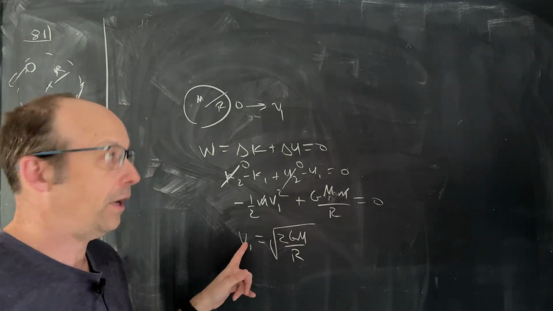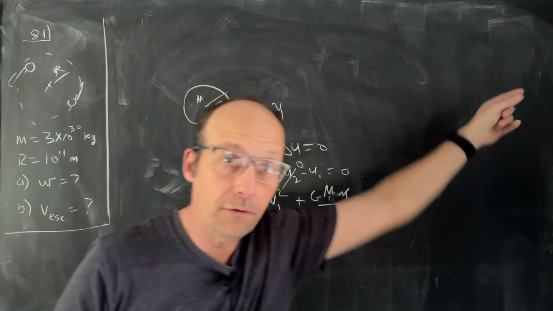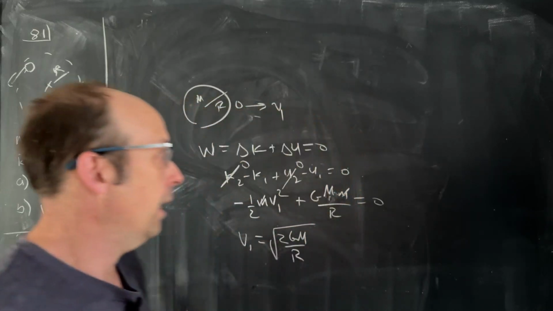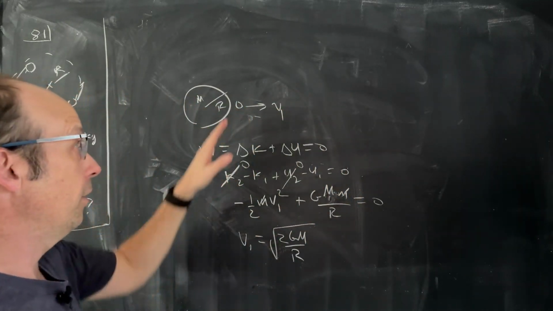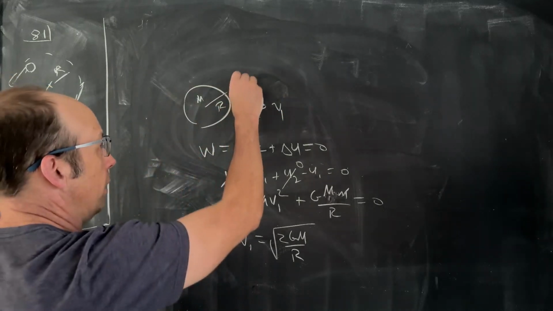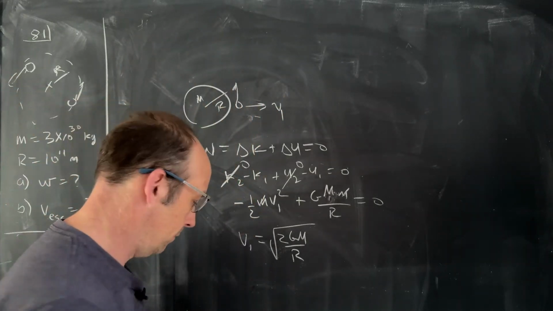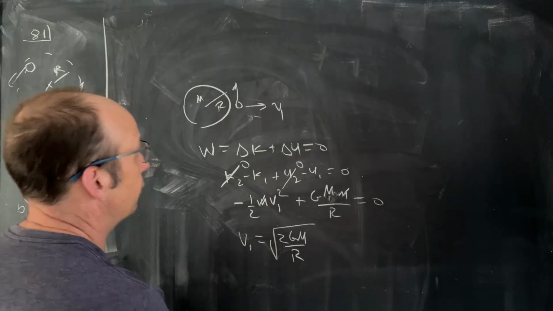If you're going that fast on the surface, you will leave and never come back. And it doesn't even matter what direction it is. Remember, work energy is a scalar problem, so you don't have to move away. You can go in any direction, and you'll never come back. Okay. Useful for deriving stuff for black holes.